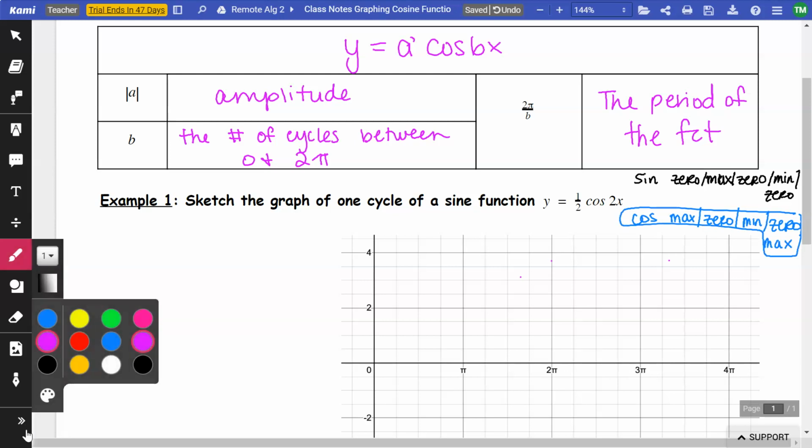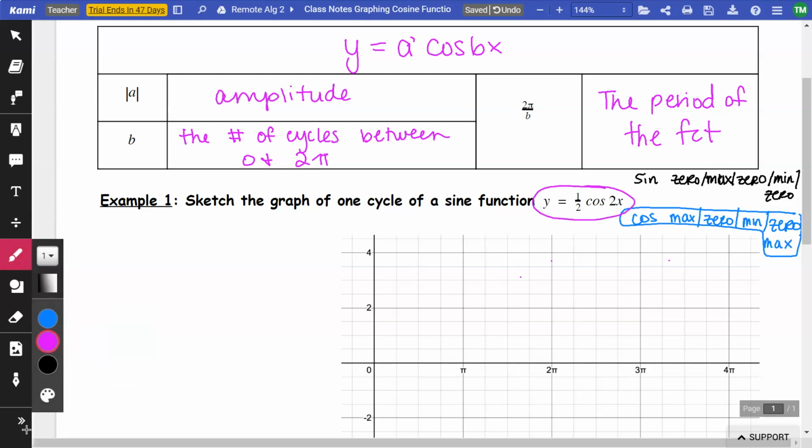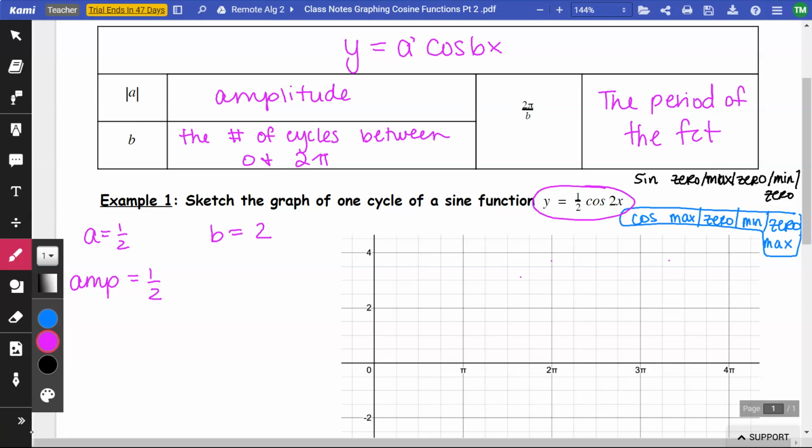All right, so in example 1, we need to graph y is equal to 1/2 times the cosine of 2x. So as you can see, our a is equal to 1/2, and our b is equal to 2. So that means that our amplitude is 1/2. And then we have b is the number of cycles that occur between 0 and 2 pi. So this tells me that 2 cycles of this function occur between 0 and 2 pi.